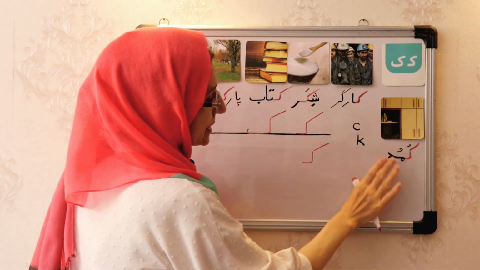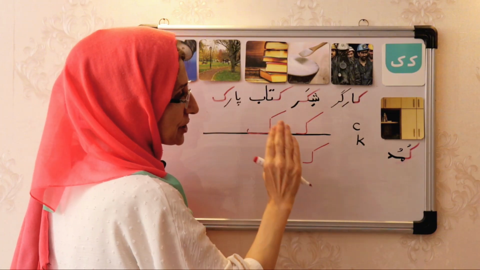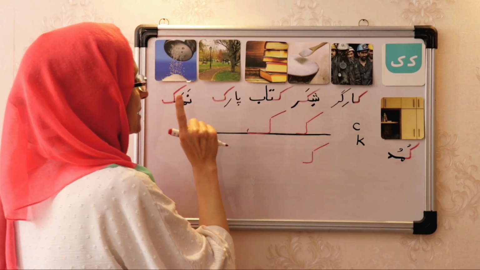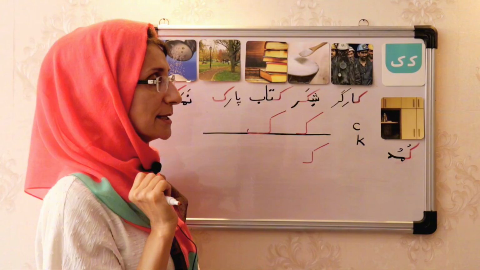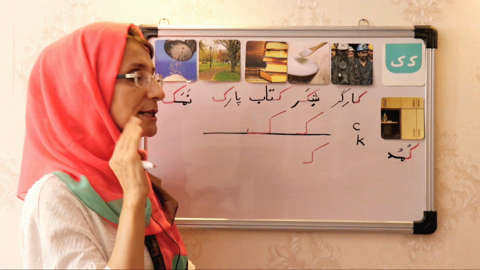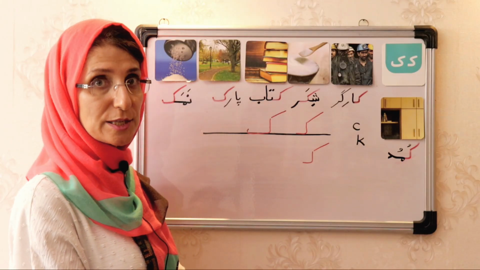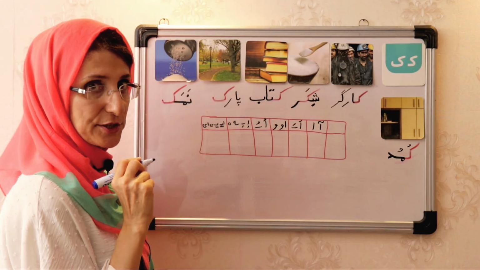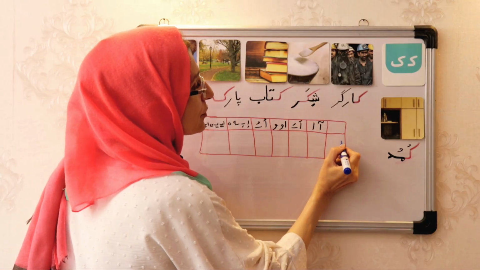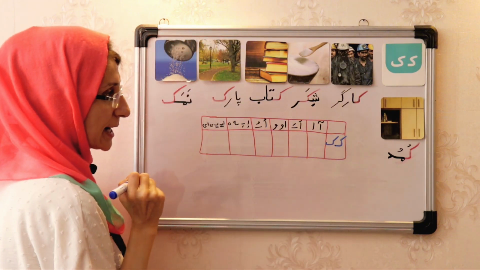And again, to review, K in the initial position, شکر in the middle, and park and namak in the final position. Now let's go to جدول دوستی to combine K with our vowel sounds to see what words we have. Let me draw the table. This is our table of friendship. K sound is a consonant, so we write it here. K غیر آخر, K آخر.